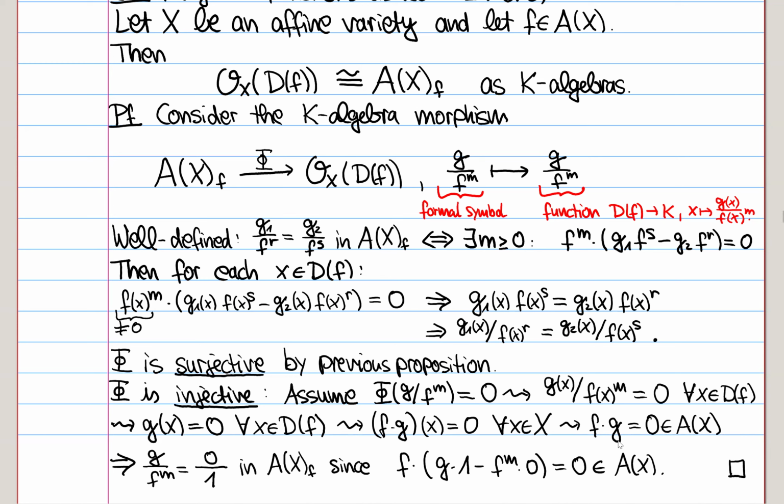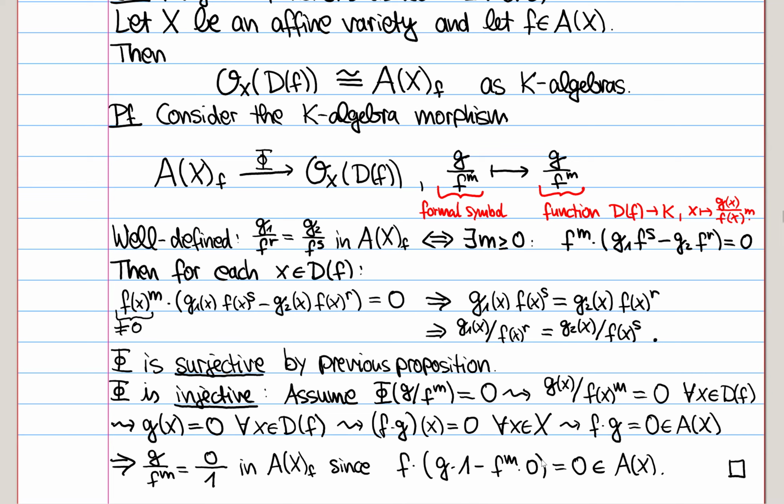And that's very good, because this is basically what we need, because now we want to show this here is the 0 element of the localization. So in other words, it's given by 0 divided by 1 in the localization. And by definition, this is just g times 1 minus f to the m times 0, this times some power of f is 0. Again, this is a slightly tricky definition, but we just take the power f to the 1. And then is this equality here true?